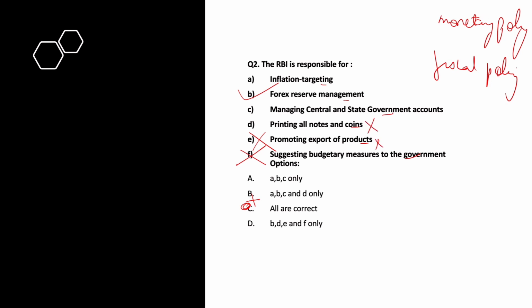Option D is wrong, because although RBI prints all the notes, it does not print the rupee 1 note. Option C is correct. It does manage the central and state government bank accounts. Option A is correct. It is the core policy of RBI to target inflation. So our correct option would be the one with A, B, C only. Option A is the correct one.